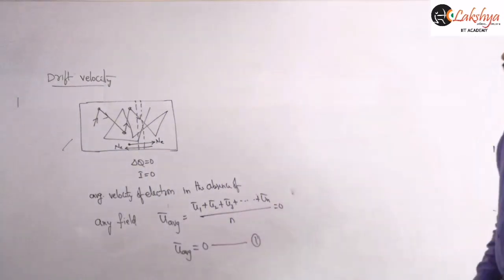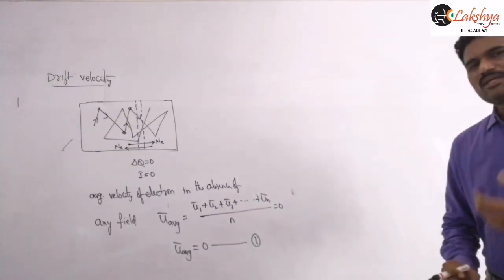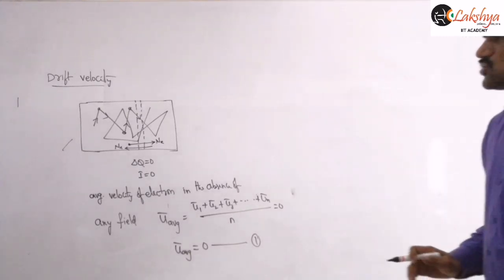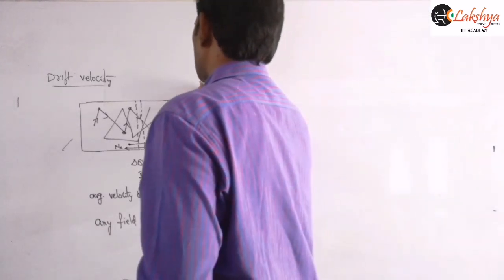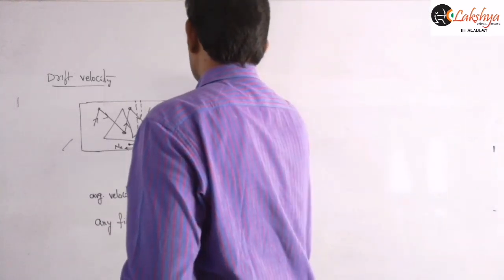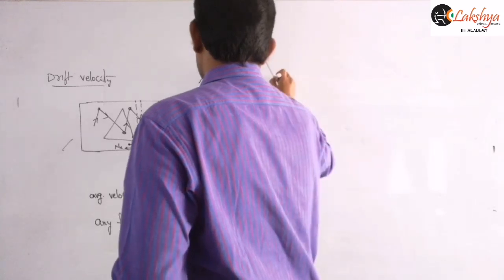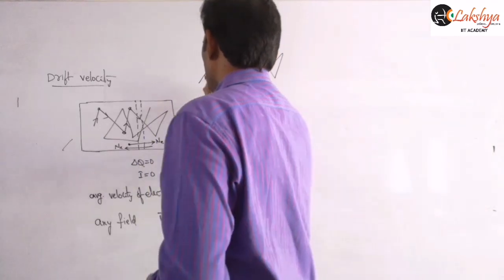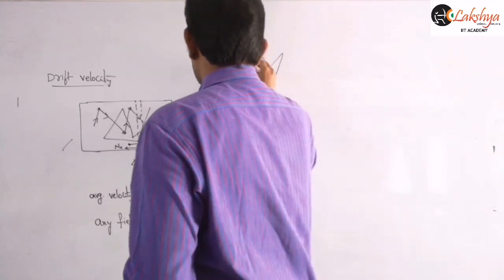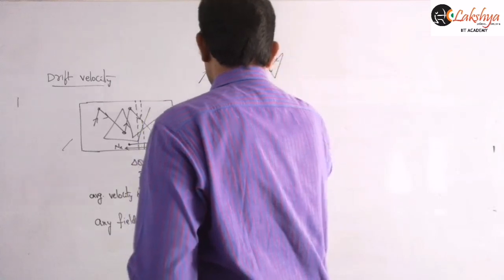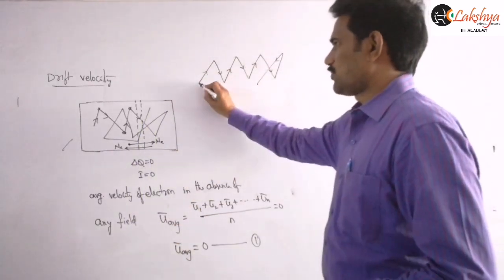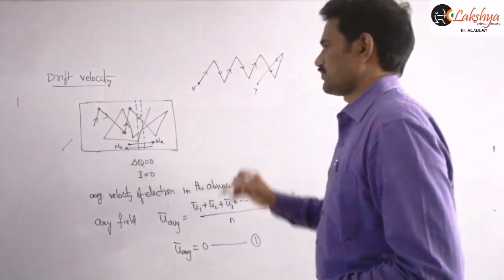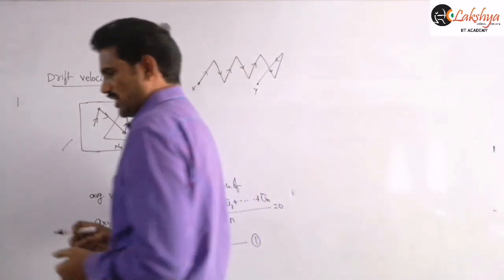Now let us consider when you are applying some external field. Suppose I represent the zigzag path like this. Those electrons are traveling and reaching, for example, this point here. This is the path followed by one of the electrons I am considering. It starts from point X and reaches this point Y in the absence of any field.